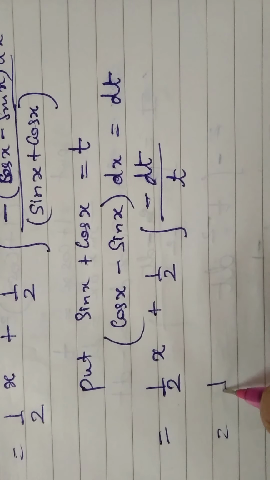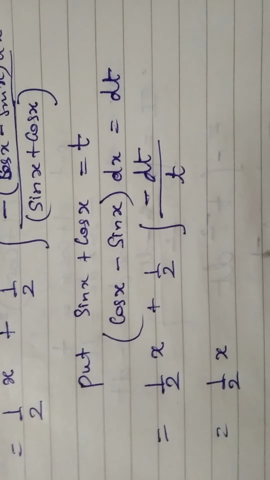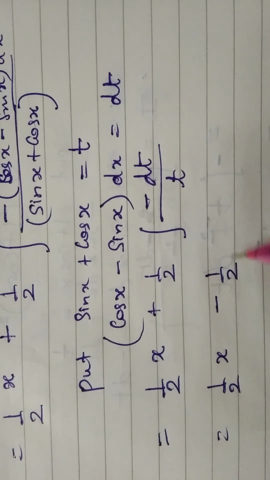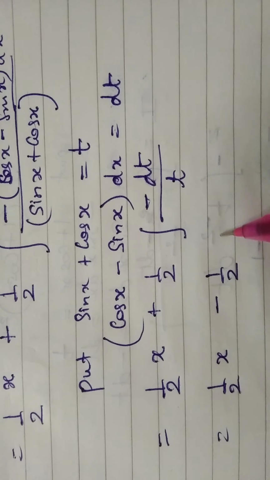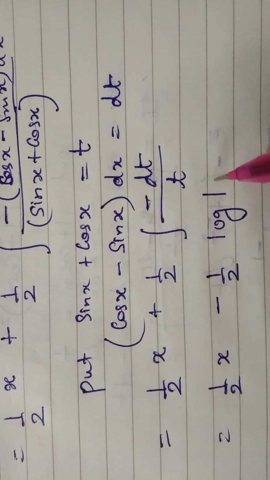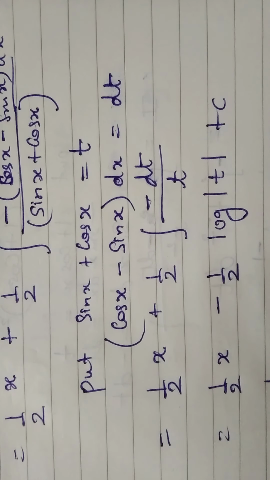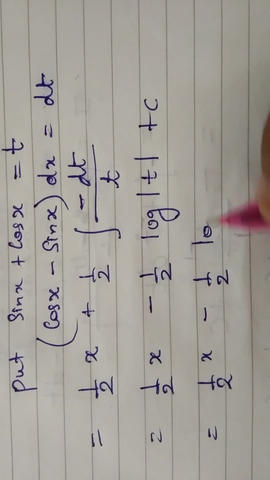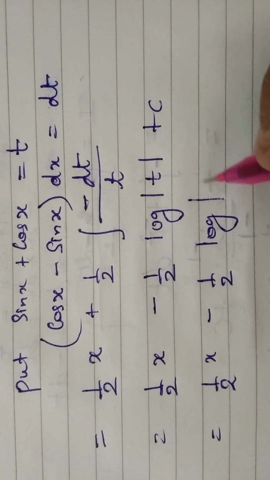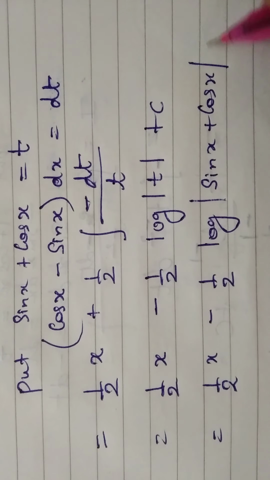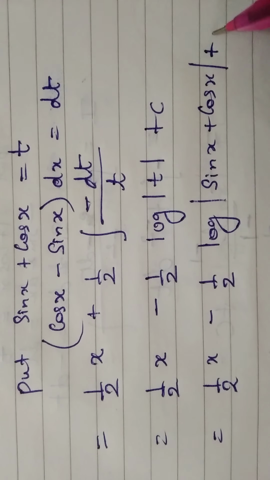Now it is very simple. My half x is already simplified. This minus sign comes out and I have minus half over here, and integral 1 upon t. So what is the integral of 1 upon t? Integral of 1 upon t is log t, so log of modulus of t plus c. But my answer still has t, and I don't want t. So I resubstitute my value of t, and I had taken t as sin x plus cos x. So log of modulus of sin x plus cos x plus c.